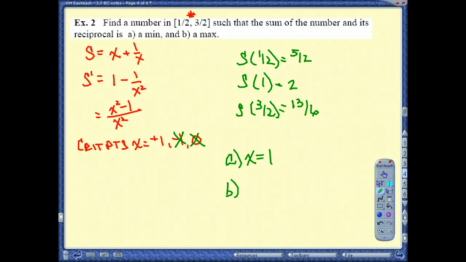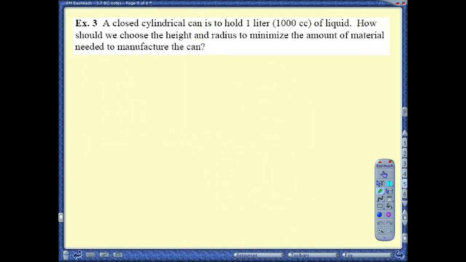B, they want that max. Which one of those is the biggest number? Well, 5/2 is. What number gave us that? That would be 1/2. Okay, so now we know we're going to have to be a little tricky whenever we're talking about absolutes. We're going to have to pay attention to, is it open or is it closed? Excuse me. Too many videos.